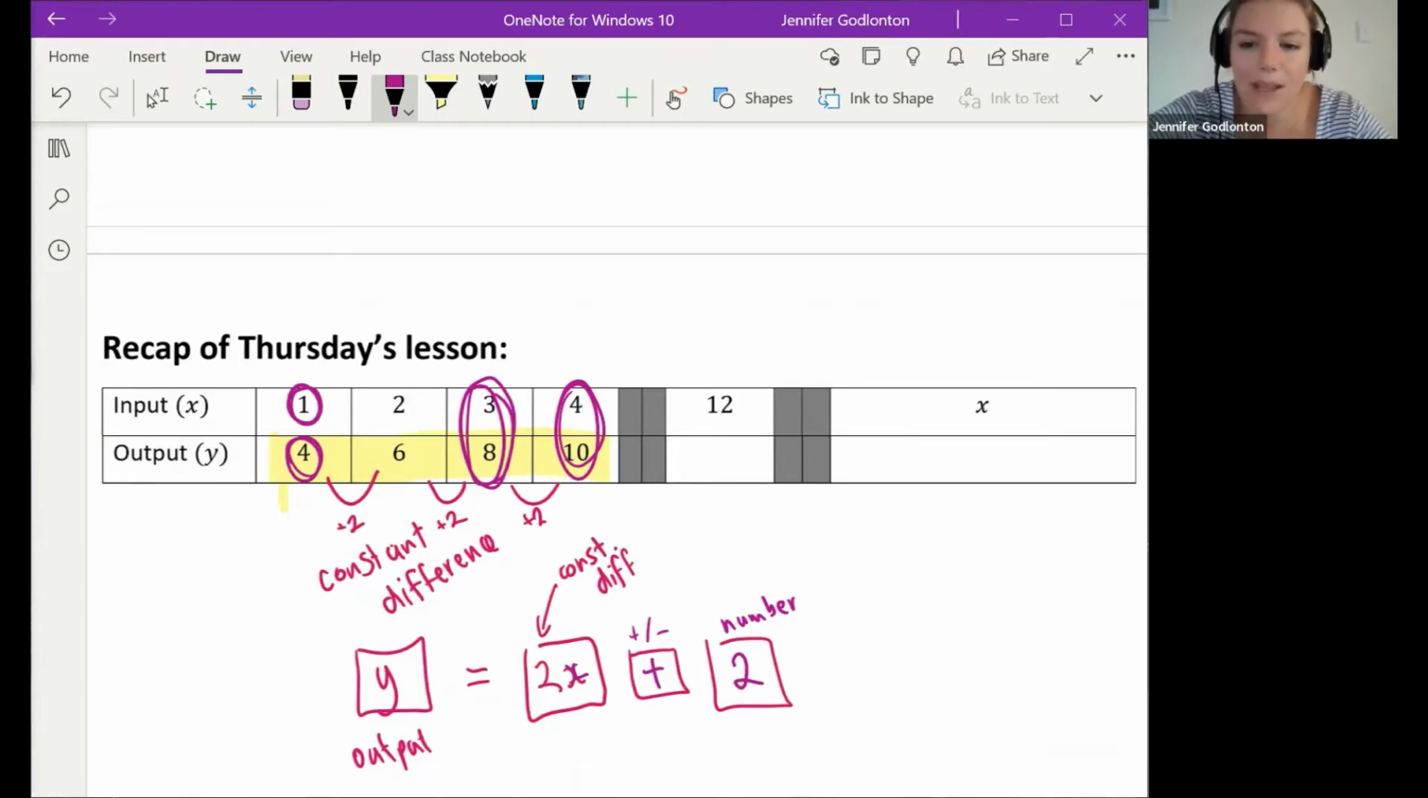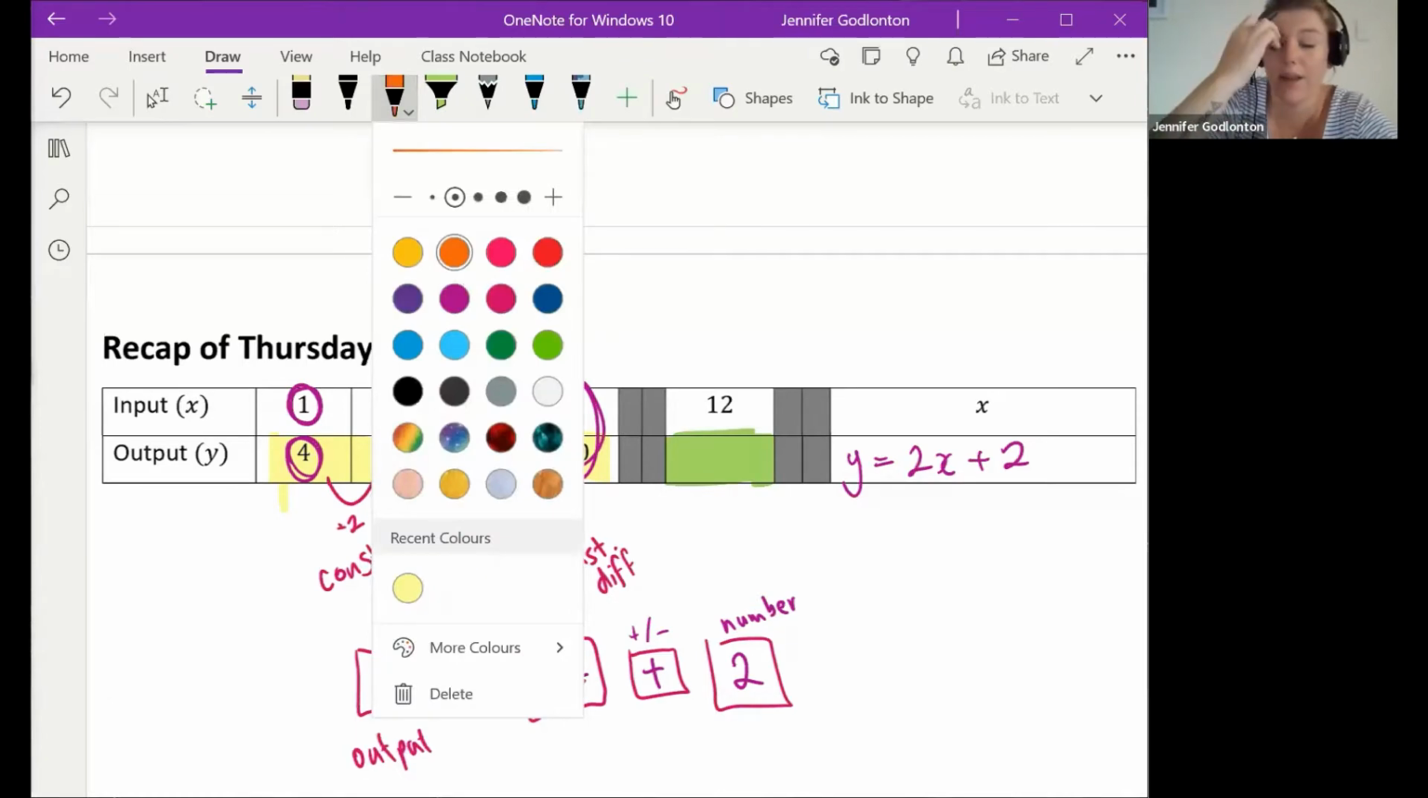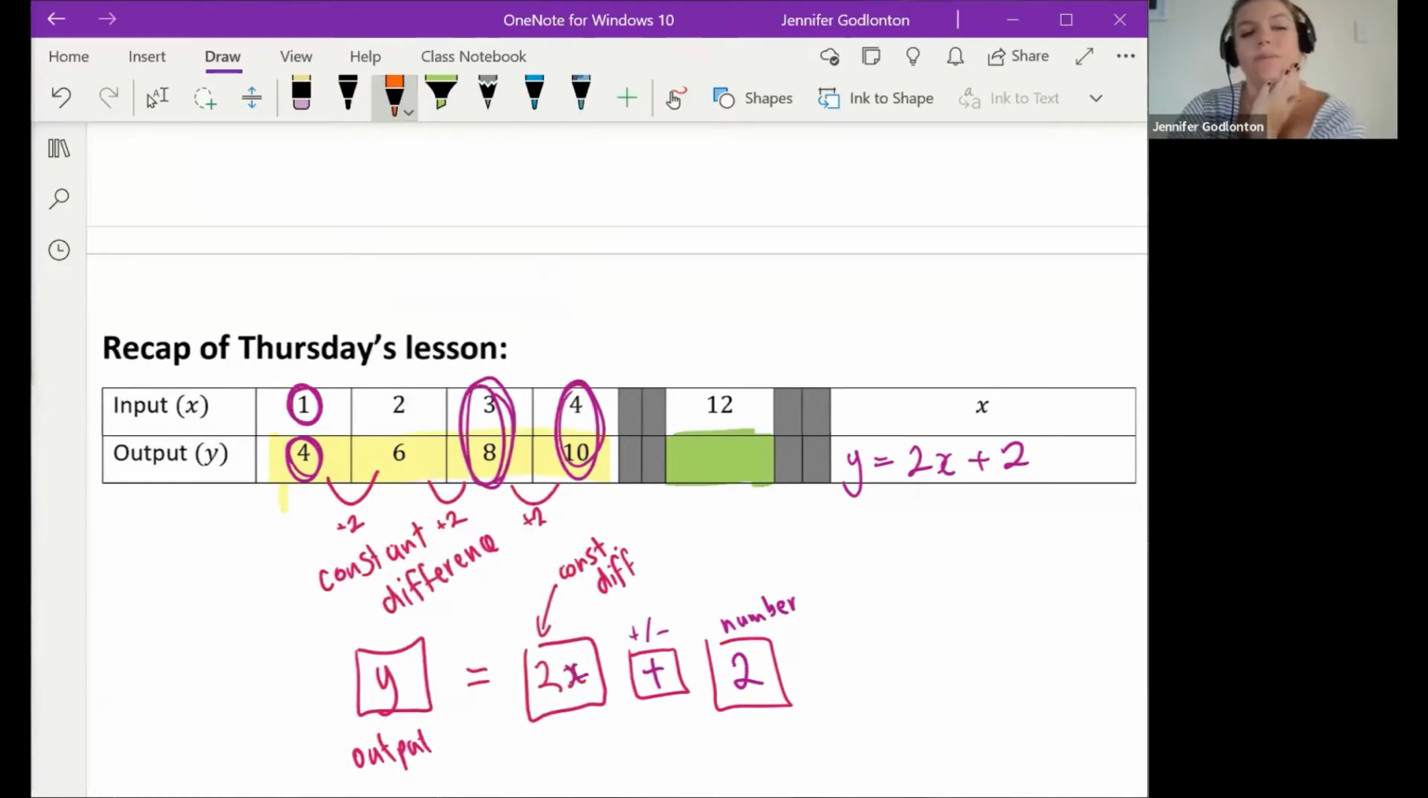And so we land up being able to find our formula by finding the constant difference and then looking at the first term and seeing what we need to add or subtract to get to our output. Okay. Who thinks they can help me find what number is going to go in there and talk me through how they figured it out?